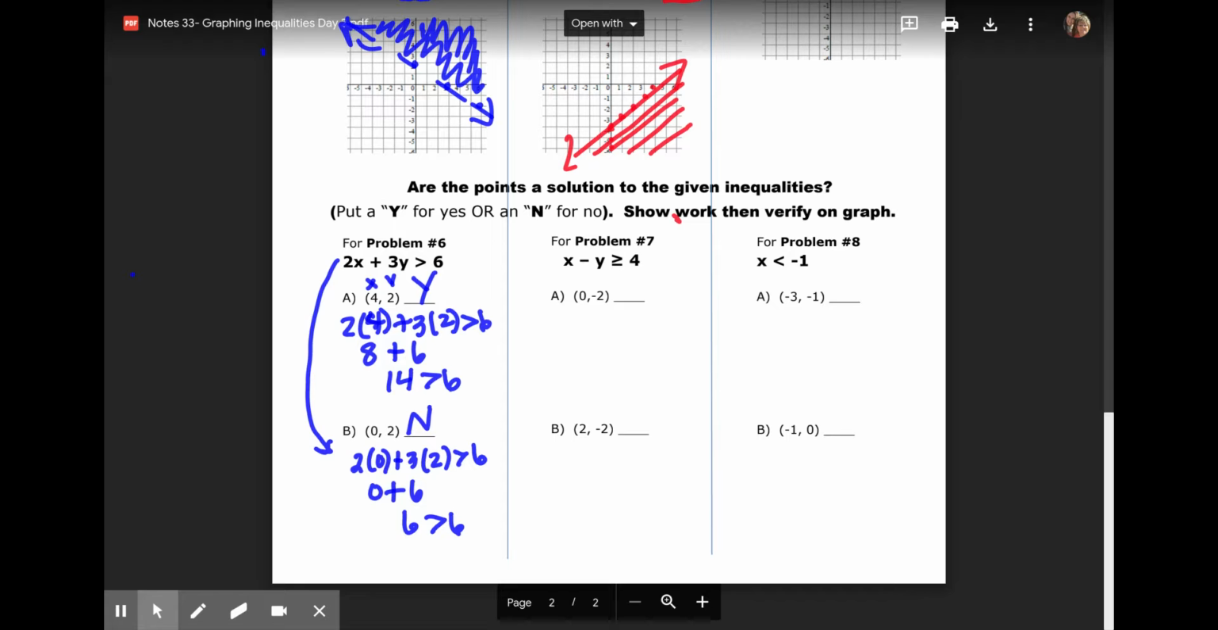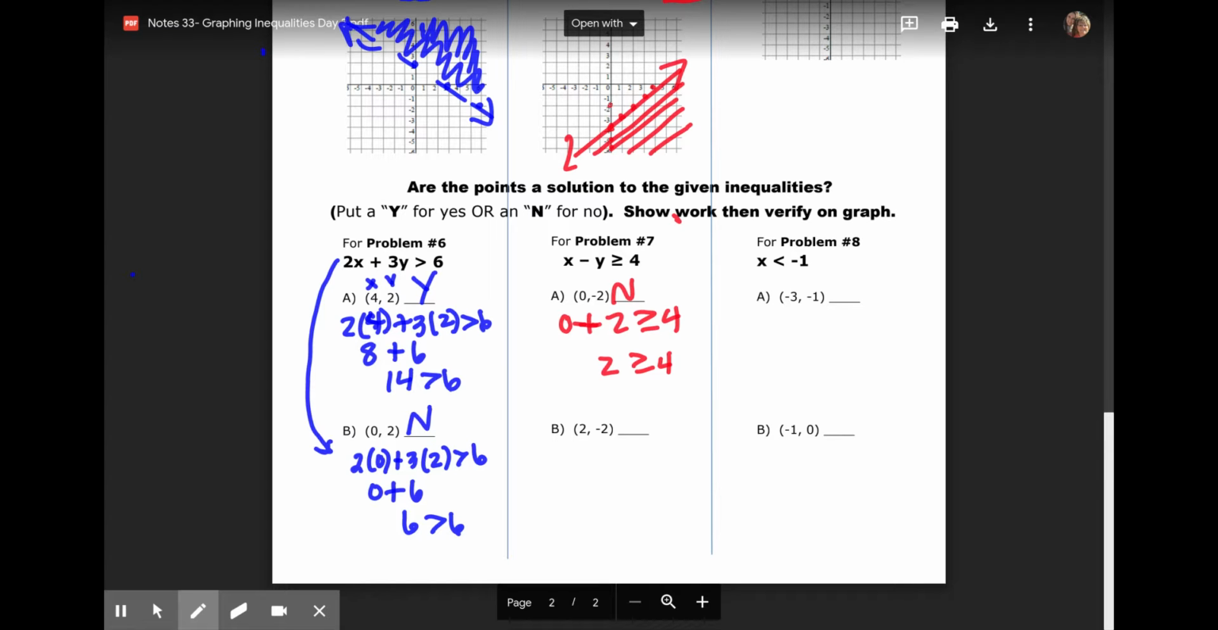Algebraically, we would put a 0 in place of x, minus the y, which is a negative 2. So 0 minus a negative 2 is a positive 2. And we're going to see if that is greater than or equal to 4. So is 2 greater than or equal to 4? No, it's not. And if you look at the ordered pair (0, negative 2), it is right there. That is not in the shaded area.